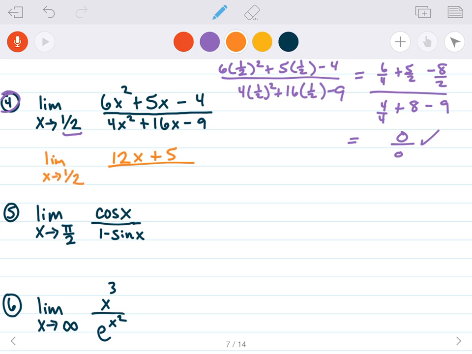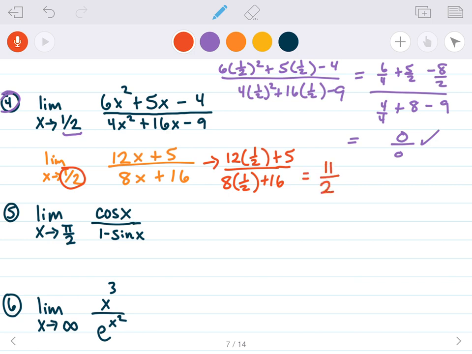And on the bottom, if I take the derivative using the power rule, I get 8x plus 16. Okay, the next thing is I'm going to plug in 1/2 to see if we get a nice number that comes out of this, because that's what my limit's going to. So I do 12 times 1/2 plus 5 over 8 times 1/2 plus 16. And let's see, that's going to give me, I believe, 11 over 20. So that is my answer for number 4. That's the limit. And we were able to use L'Hopital's rule there.